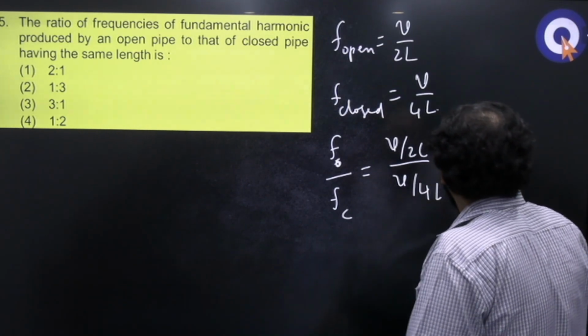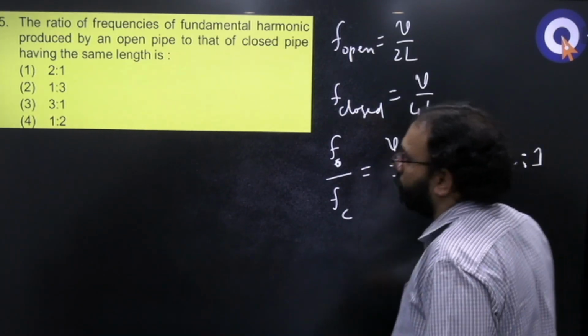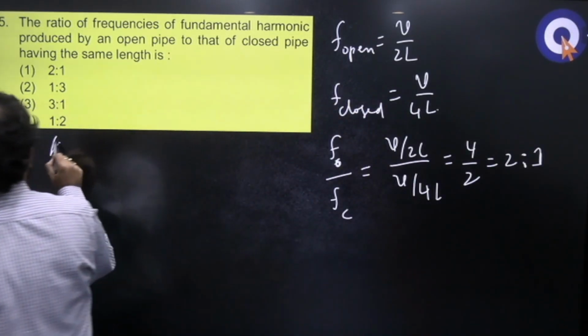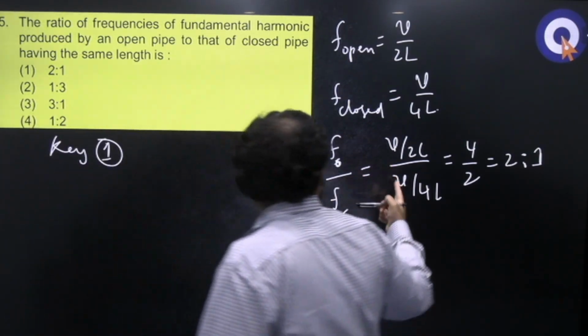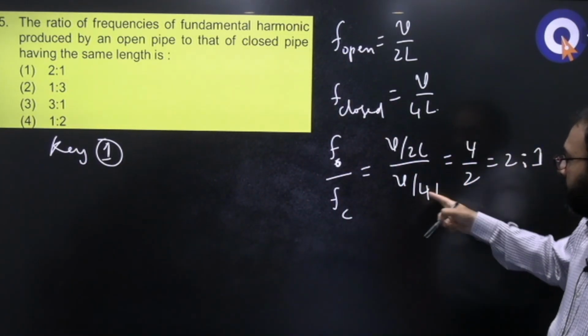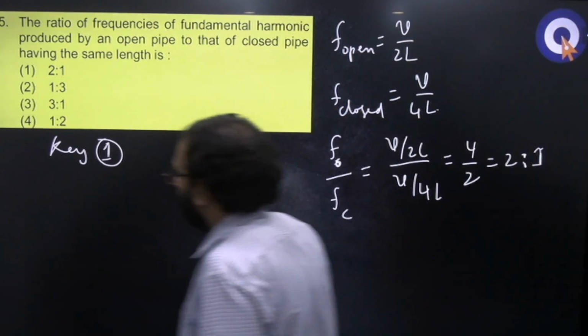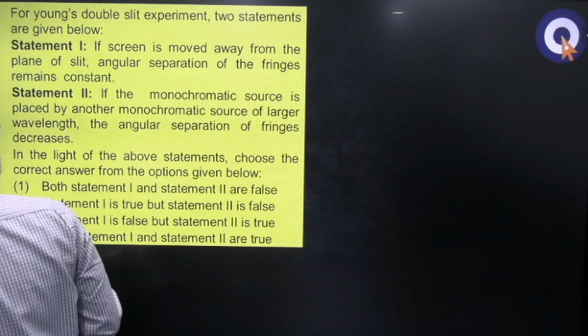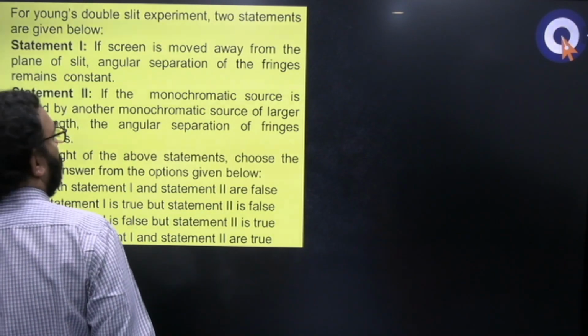So it is 2:1, which means the first option. Because V by 2L and here V by 2L get cancelled, we will be left with 2:1. Yeah, you can go through the next question, all of you.